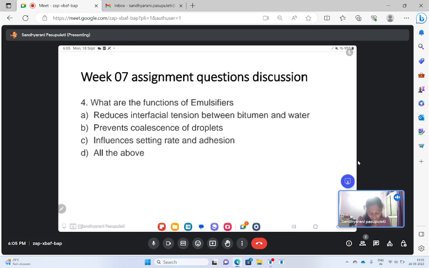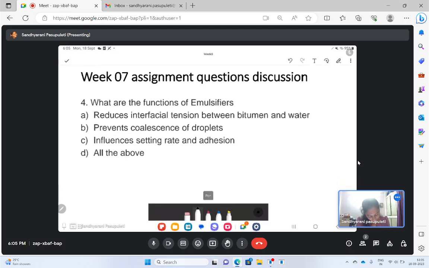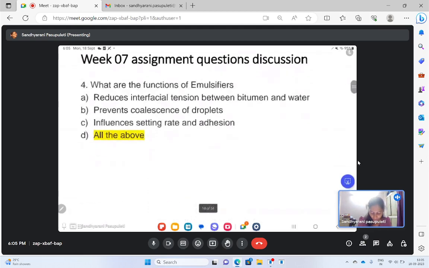So these emulsifiers reduce the interfacial tension. Yes, correct. And also they prevent the coalescence of the droplets. Yes, they actually prevent the flocculation of the broken particles of the base binder. Thereby they influence the setting rate and adhesion. So, all of the above.